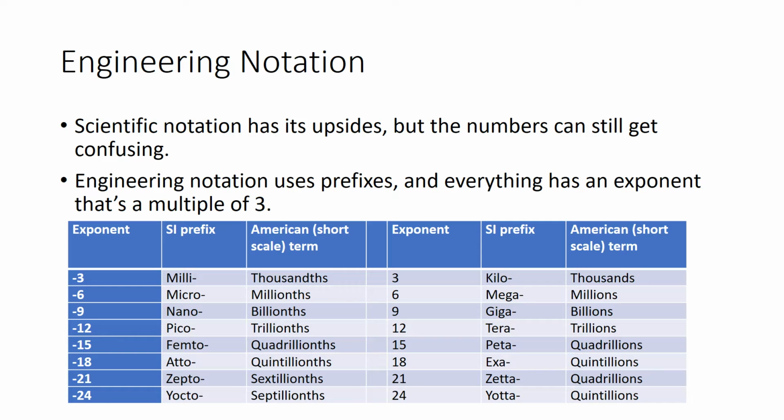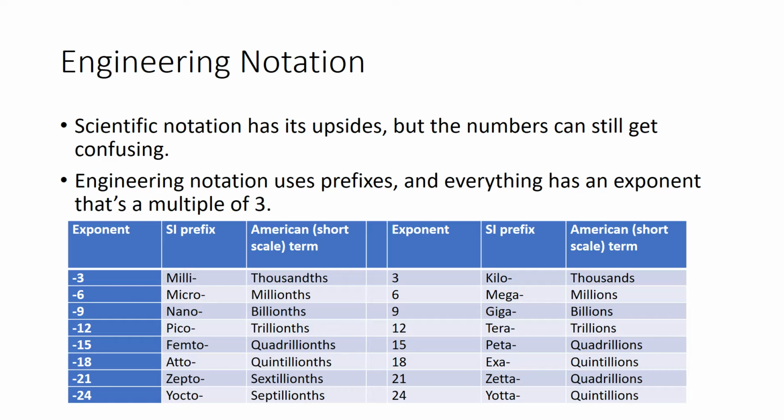Next, we've got engineering notation. Scientific notation has its upsides, but the numbers can still get confusing. So engineering notation uses prefixes, and everything has an exponent that's just a multiple of 3. You don't get 10 to the power 2 in engineering notation. I'll start with the exponents on the right there. If you've got an exponent of 3, 10 to the power 3, that's thousands, and we use the System International prefix, kilo, so kilometers or kilowatts or kilograms. And then if it's 10 to the power 6, that's millions, and that's mega, like megatons of explosives or something like that. 9 is billions, which is gigawatts, whatever you like. 12 is trillions, which has got the prefix of tera, and so on.